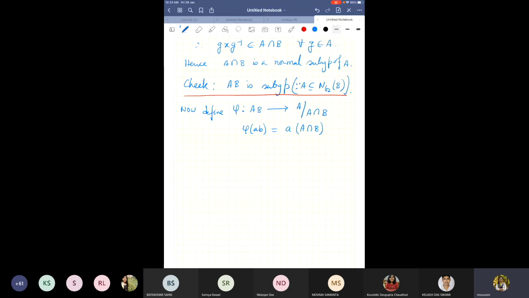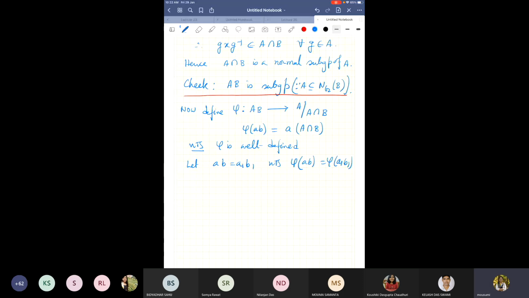Okay. But then I have to check that this phi map is well defined. That means we want to show that phi is well defined. So for that, what do I need to show? If I take two elements, say AB and A1 B1, then I would like to show that they are getting mapped to the same left coset. That means phi of AB is the same as phi of A1 B1, right? So they are in the same left coset means what I have to show?